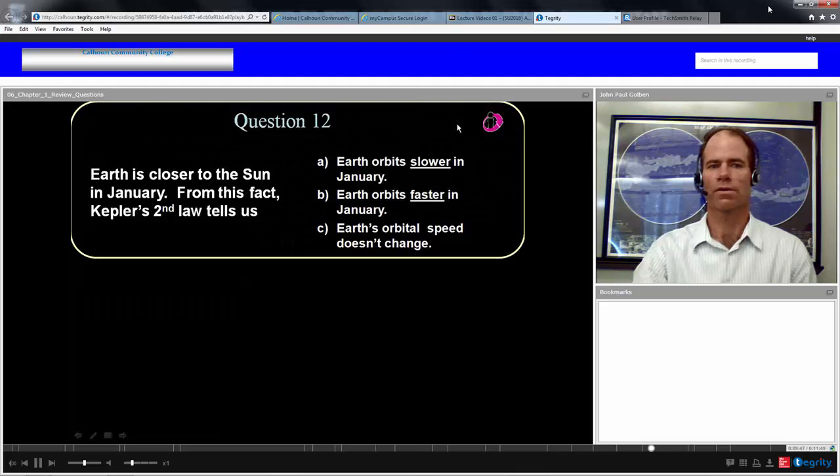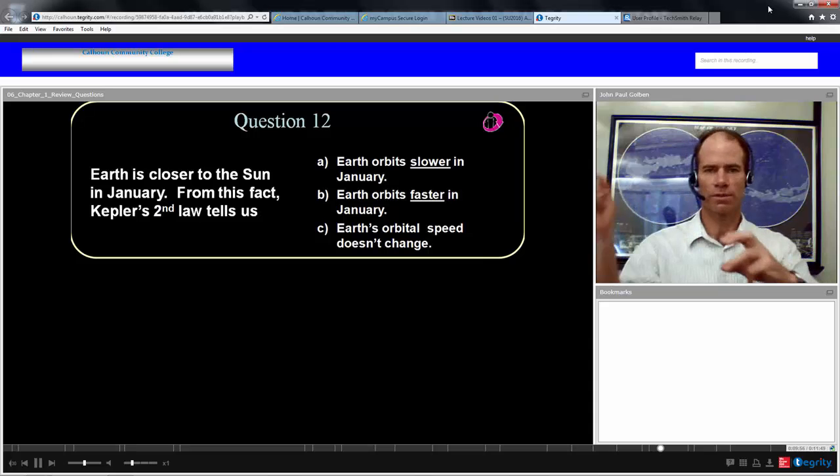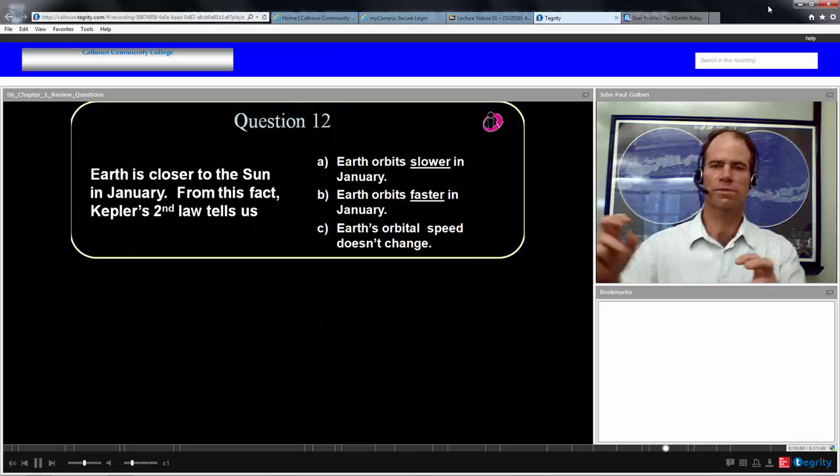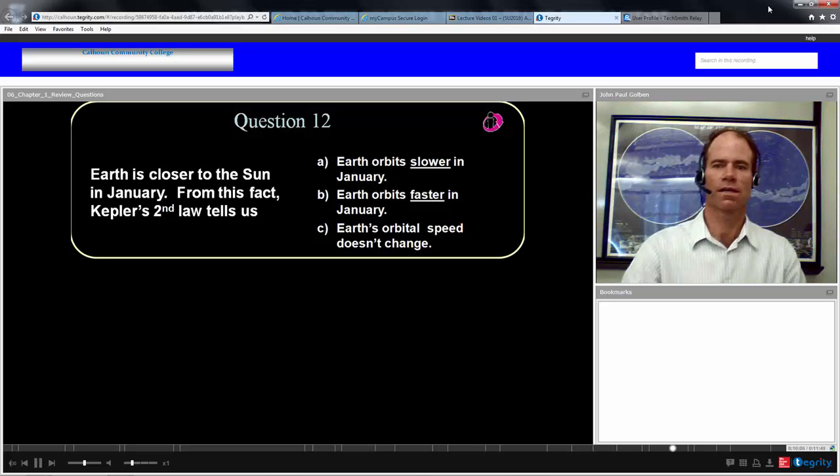Question 12. The Earth is closer to the Sun in January. From this fact, Kepler's second law tells us, well, if the Earth is moving in an elliptical orbit from the first law, and if it's closer, that means it sweeps out more area in equal amounts of time, so it must be doing it faster when it's closer to the Sun, because the pie of area is wider in that instance. So the Earth is moving faster in January than it is in July.